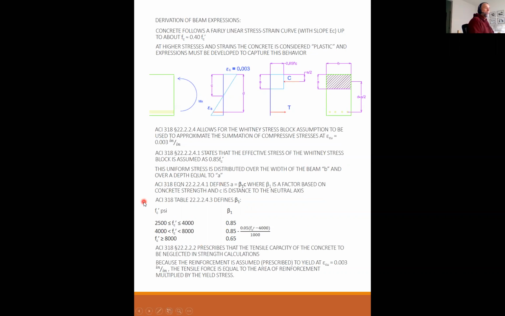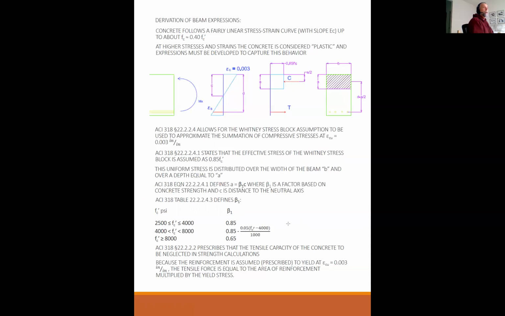Because the reinforcement is assumed, actually prescribed, the yield at epsilon CU equals 0.003 inch per inch. In other words, when the concrete crushes, the steel has to be yielding. That's a code mandate. Because of that, the tensile force is equal to the area of the reinforcement multiplied by the yield stress. And this makes our lives a lot simpler.